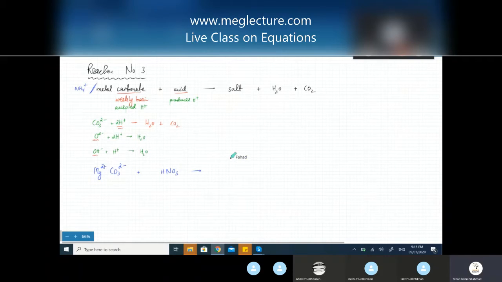So what's going to be produced? A salt, a water molecule, and a carbon dioxide molecule is going to be produced. So water and carbon dioxide, whenever you see a carbonate reacting with an acid, you write the water and carbon dioxide like that, okay? That's already there. How is the salt produced?